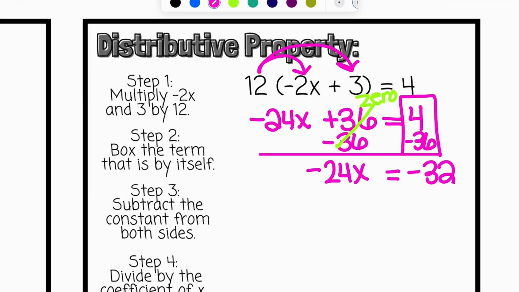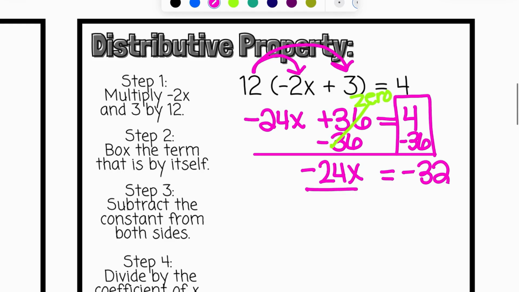Then we will divide both sides by the coefficient of x. So divide both sides by negative 24. That gives me positive 1x. Now, I still have a fraction, but that's okay. Let's remember our integer rules. A negative divided by a negative is a positive, so my answer is going to be positive.